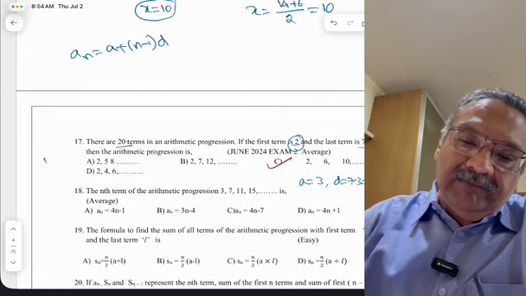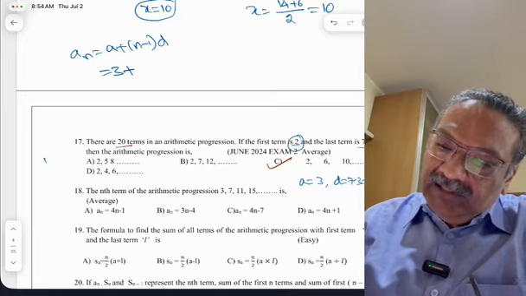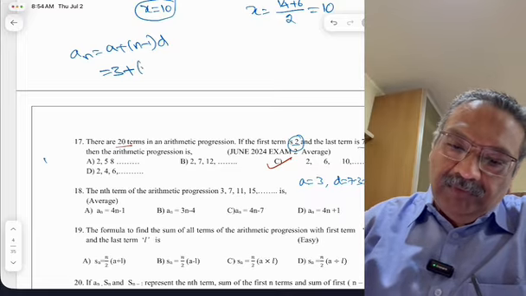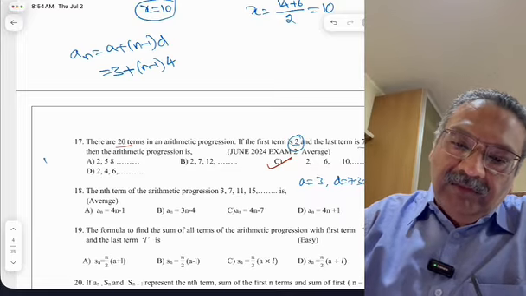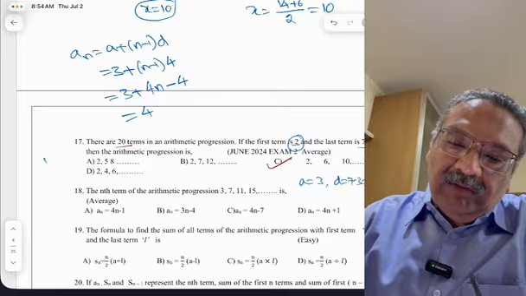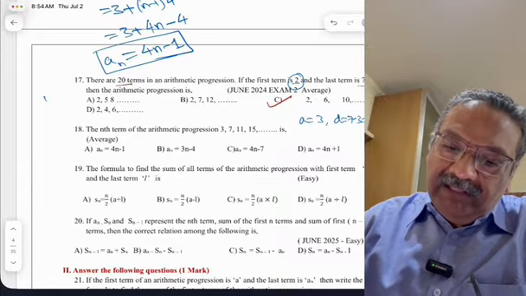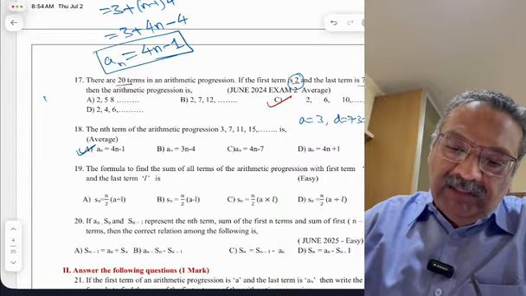We have A is 3 plus D is 4, (n minus 1) into 4, is equal to 3 plus, opening the bracket, 4n minus 4, is equal to 4n minus 1. So An will be 4n minus 1. Answer is A.